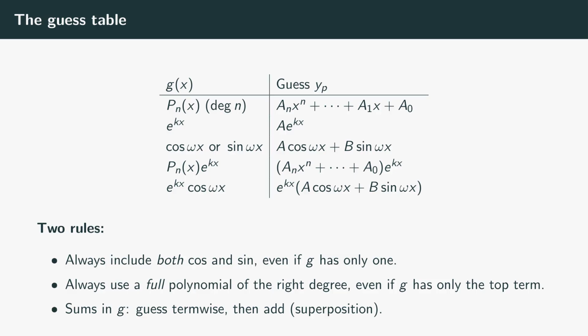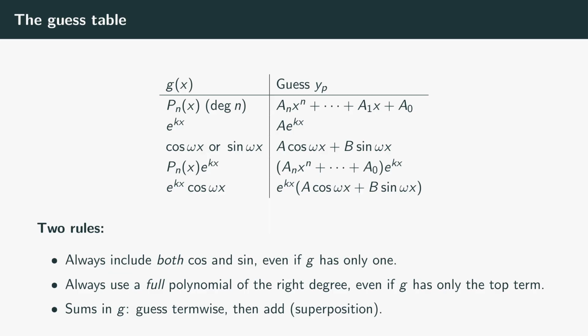Here is the guess table, the heart of the method. If the forcing term is a polynomial of degree n, guess a full general polynomial of degree n, with an unknown coefficient on every power down to the constant. If the forcing is an exponential e to the kx, guess a constant a times e to the kx. If it is a cosine or a sine of omega x, guess a cosine omega x plus b sine omega x. And this is important, include both the cosine and the sine even if only one of them appears in g, because differentiation mixes them. For products, multiply the forms. A polynomial times an exponential gets a general polynomial times that exponential.